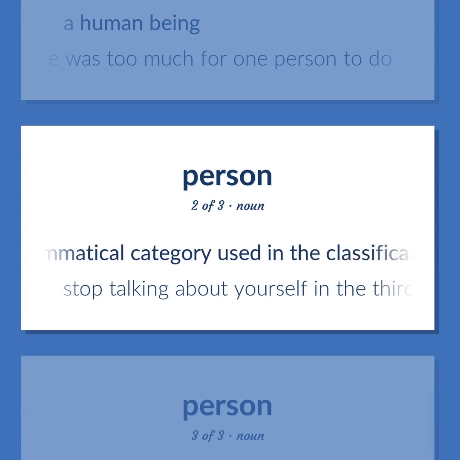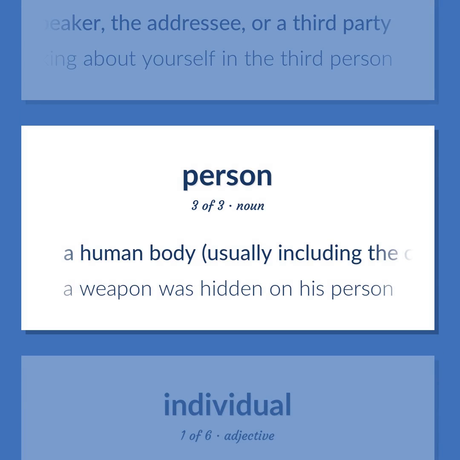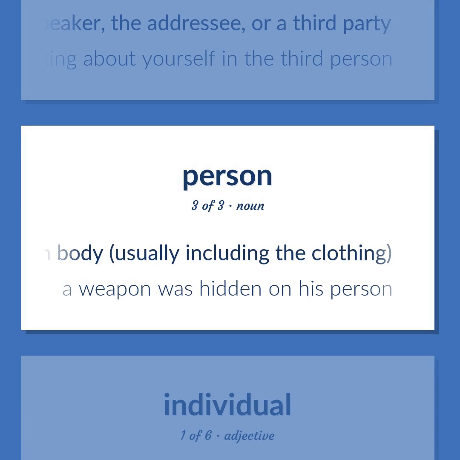A grammatical category used in the classification of pronouns, possessive determiners, and verb forms according to whether they indicate the speaker, the addressee, or a third party. Stop talking about yourself in the third person. A human body, usually including the clothing. A weapon was hidden on his person.